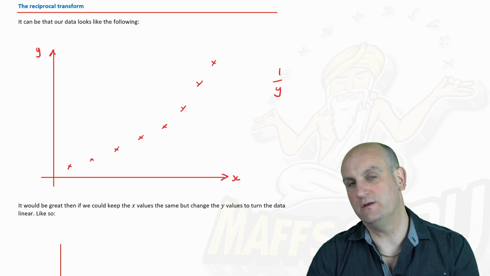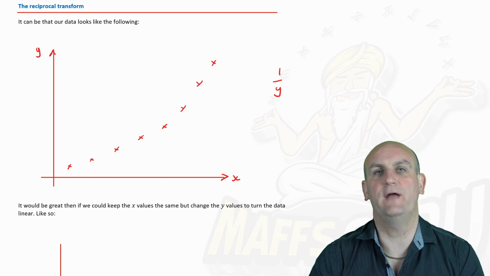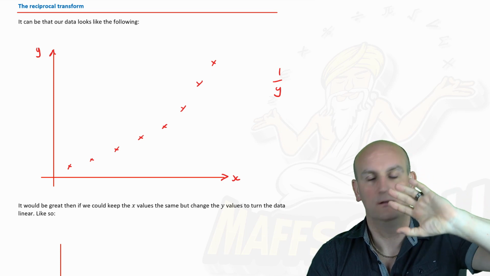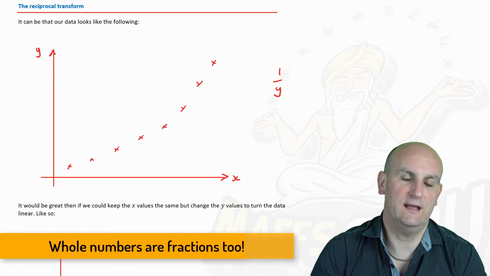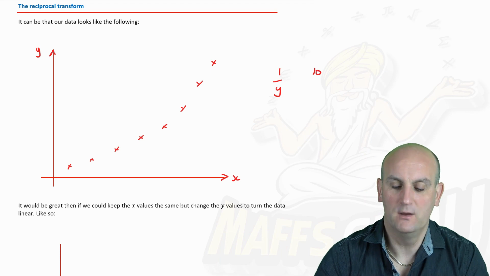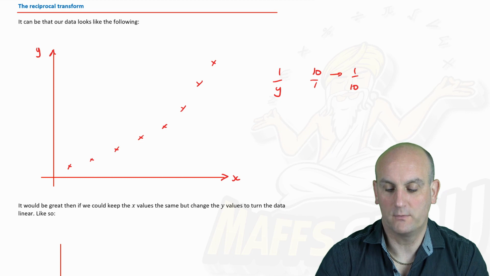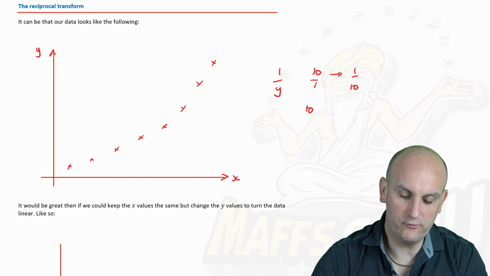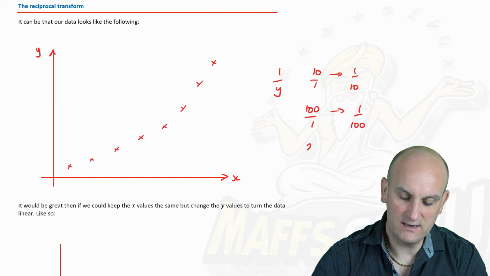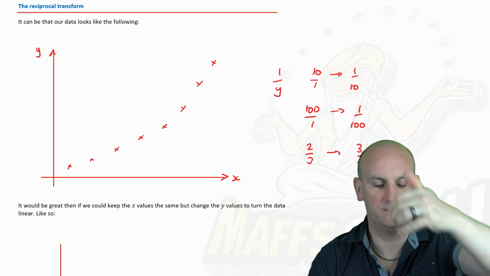Now, how on earth does this work? I always like to look at numbers first. If I do the reciprocal of any number, what I'm really doing is flipping a fraction upside down. If I have the number 10, which is really 10 on 1, the reciprocal becomes 1 on 10. If I had 100 on 1, the reciprocal would become 1 on 100. If I had 2/3, that becomes 3 on 2. All I've done is flip the fraction.